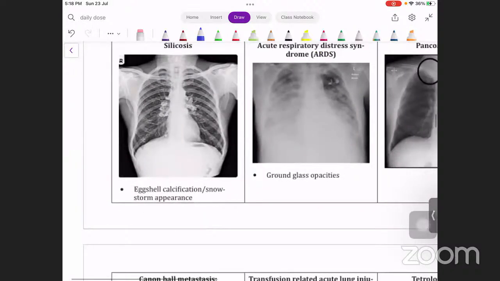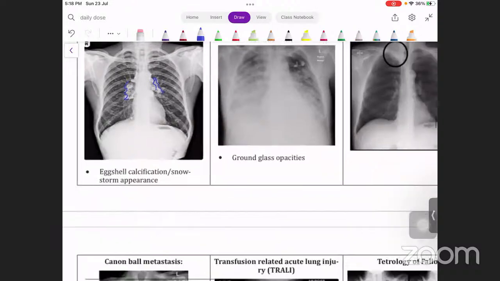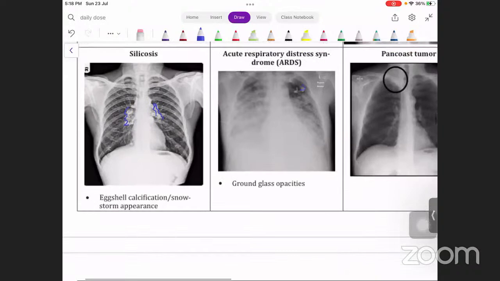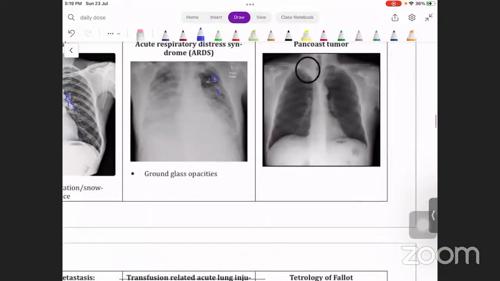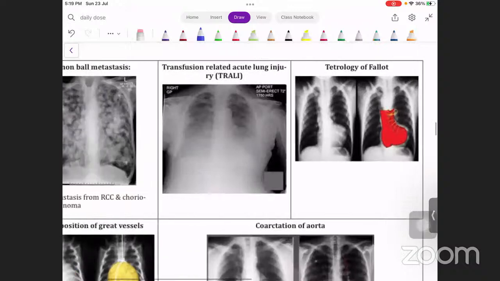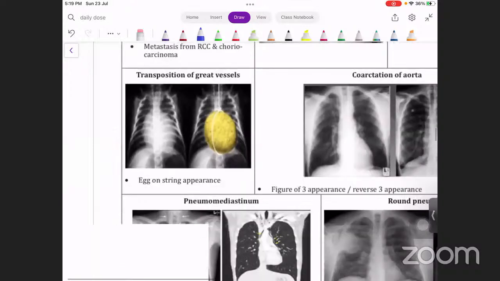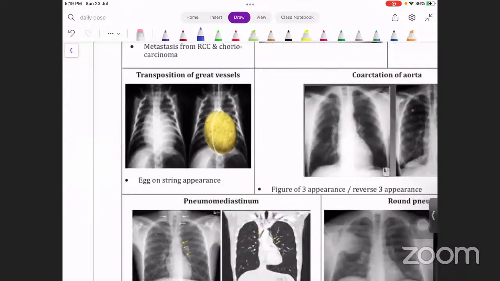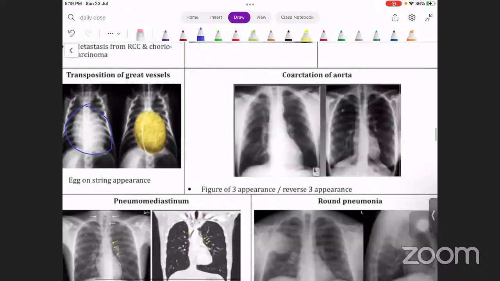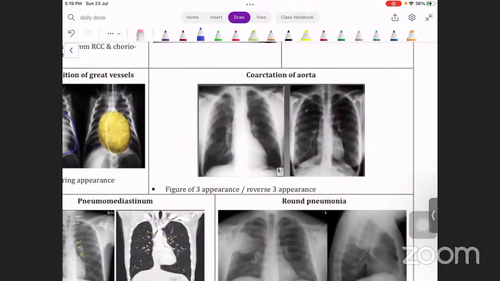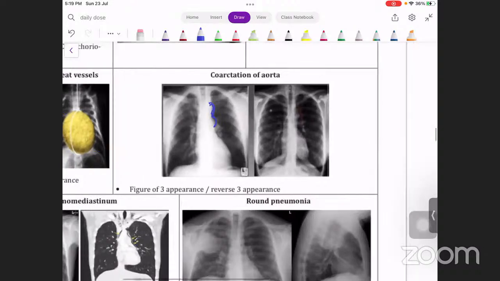And apart from that, silicosis, where you see the eggshell calcification or snowstorm appearance, ground glass opacities in ARDS. And apart from that, you may see tetralogy of Fallot, where you may see the boot-shaped heart, cannonball metastasis in RCC and choriocarcinoma, transposition of great vessels, where you may see the egg-on-string appearance, and coarctation of aorta, figure of 3 appearance. You may see it in the coarctation of aorta.